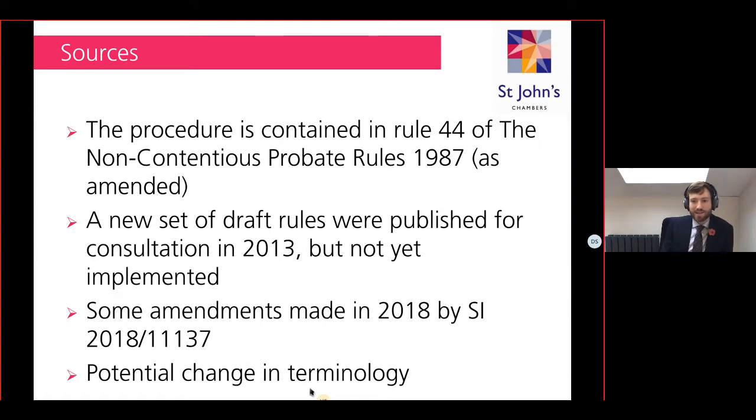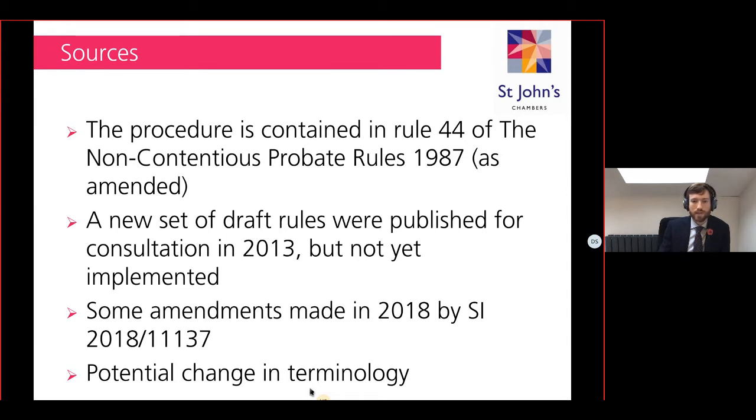Great. So just to cover off the sources first, the procedure can be found in Rule 44 of the non-contentious probate rules. Those rules came into force in 1987. A new set of draft rules were published in 2013, but they have not come into force yet. They were out for consultation. No major amendments were made in those rules. Some amendments suggested in those rules were implemented in 2018, such as a change in some of the time limits, for example, for entering an appearance, but I've incorporated those changes into this talk today.